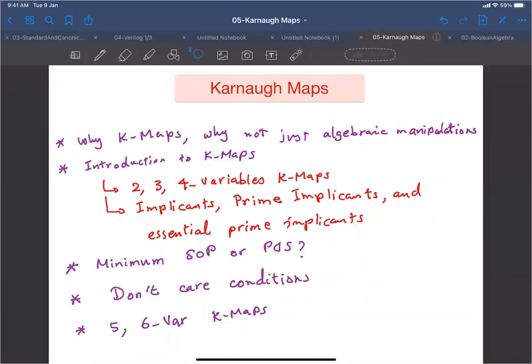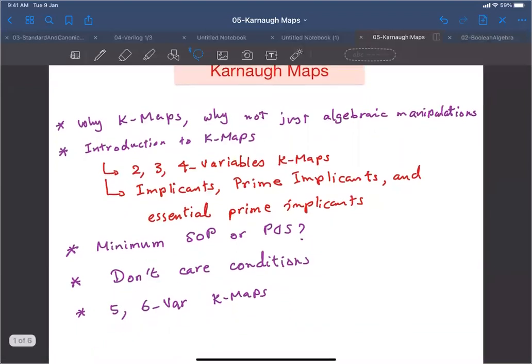Today we are going to start a new unit which is about Carnot map. Okay, and this is the outline for this unit.